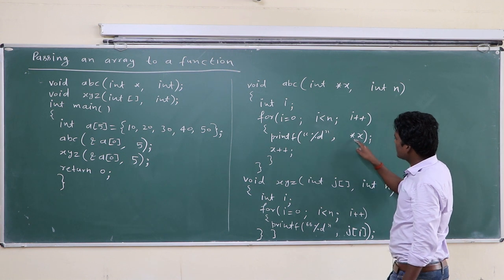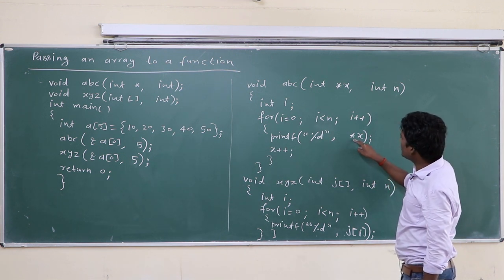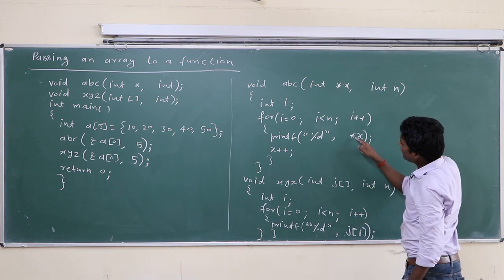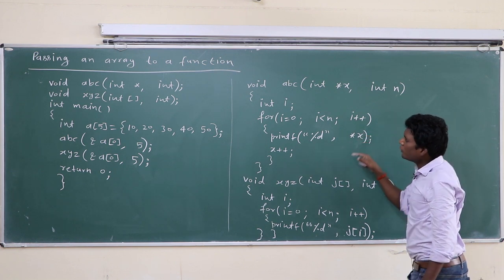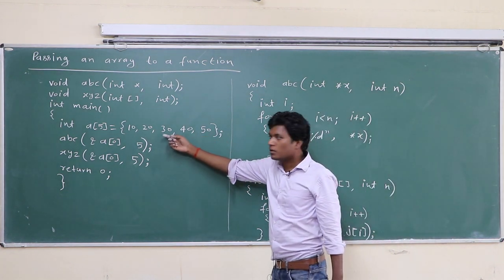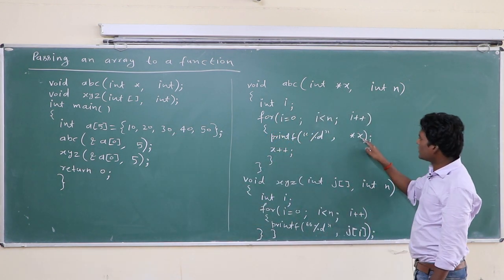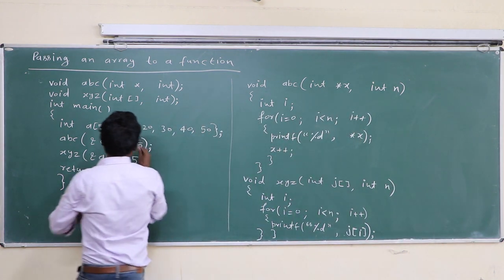Printf %d asterisk x. Class, if you remove asterisk, then it has address. Basically we want to print the elements of this array. Okay, so X has address, base address, and here is a base address.